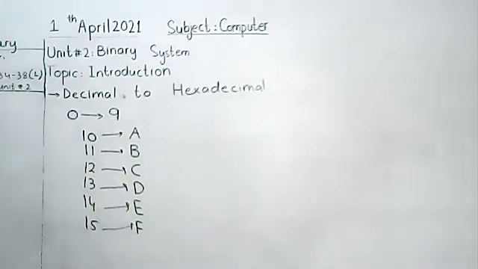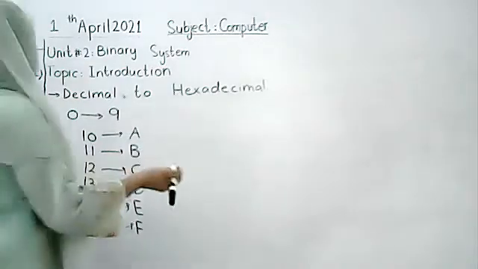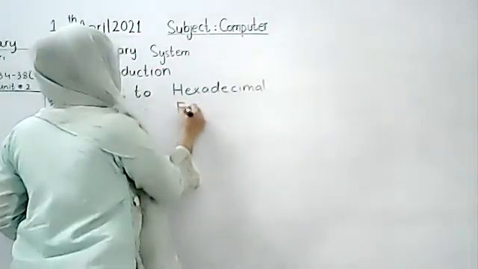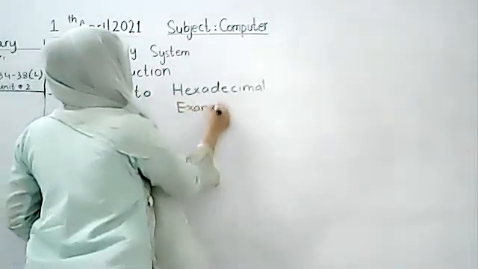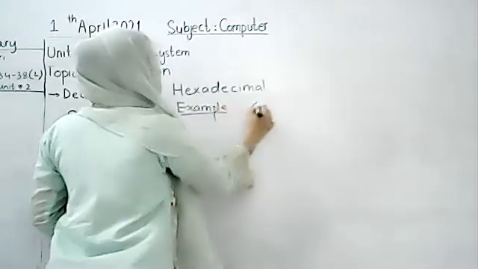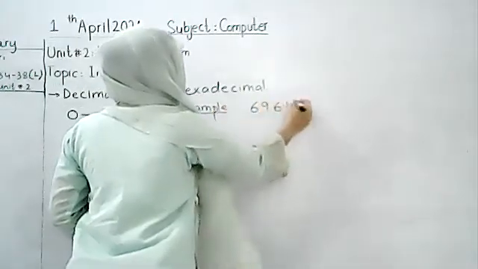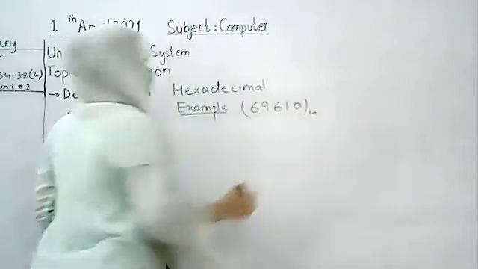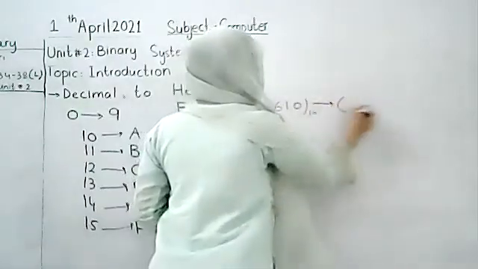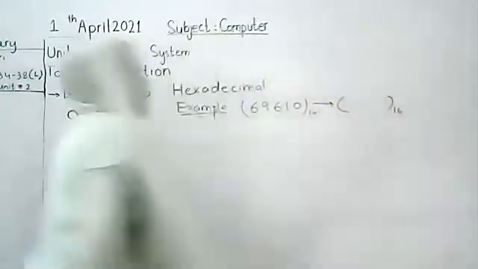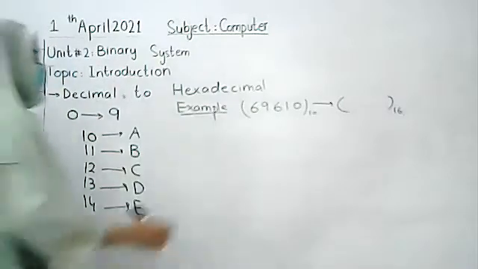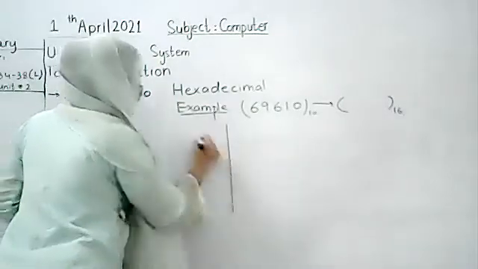Okay, now we will take an example to clarify its process. So we will take an example. 69610 decimal. We have to convert it into hexadecimal. We will go for that method, the LCM method.